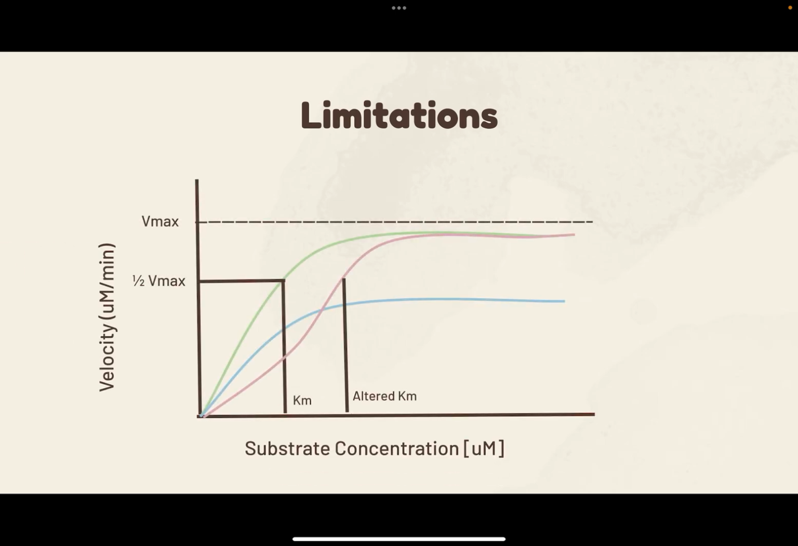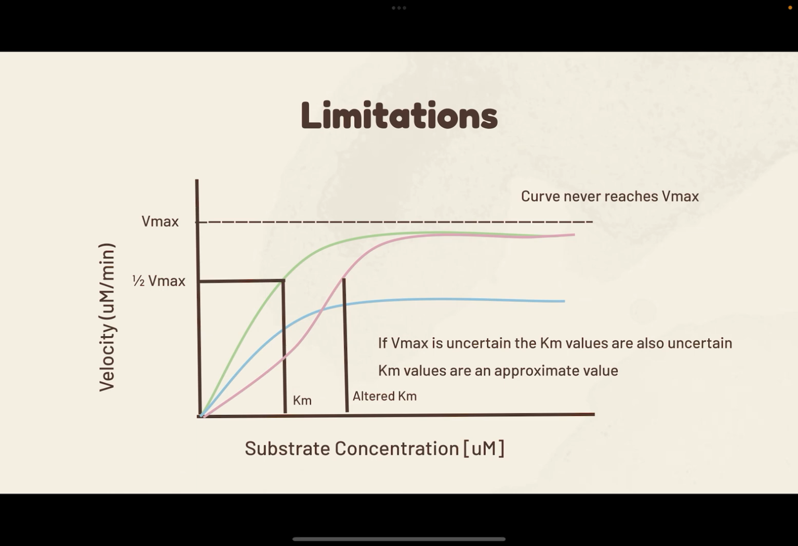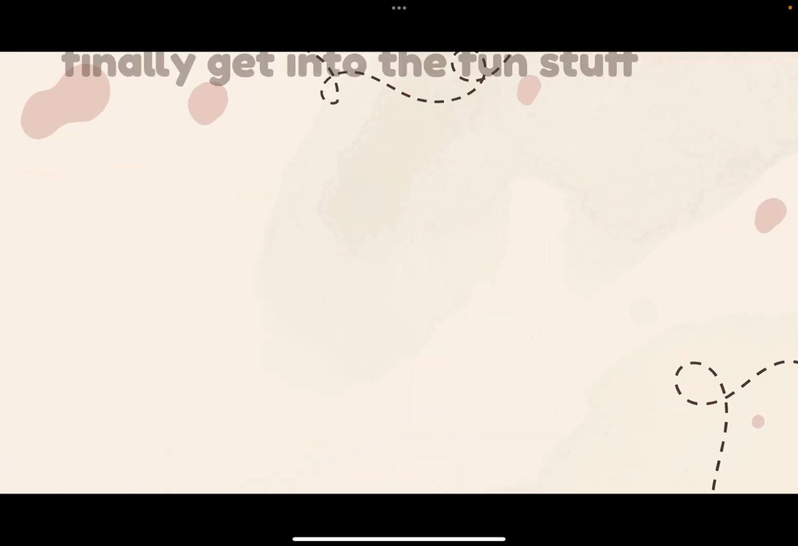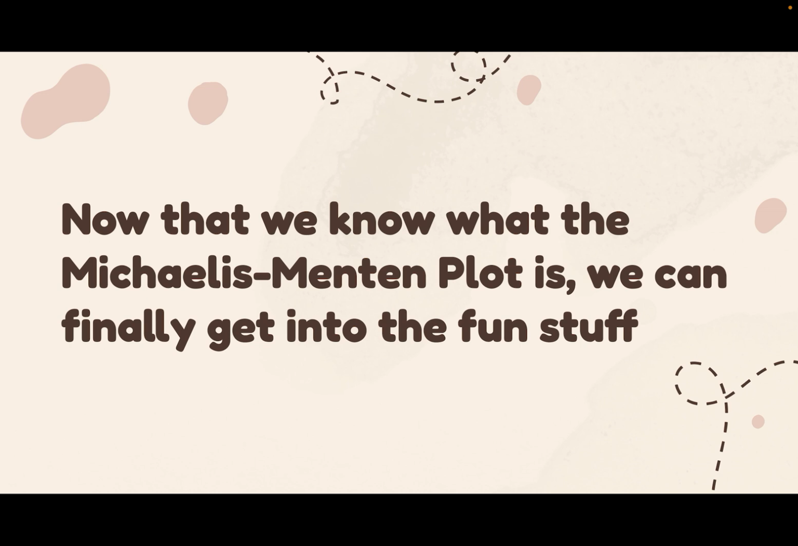Even though this plot is a very efficient plot, it has its limitations. The first being that the curve never actually reaches Vmax. With this, if the Vmax is uncertain, the Km is also uncertain, as well as an approximate value. Now that we know a little bit about the Michaelis-Menten plot, we can finally get into the fun stuff. So here we go.